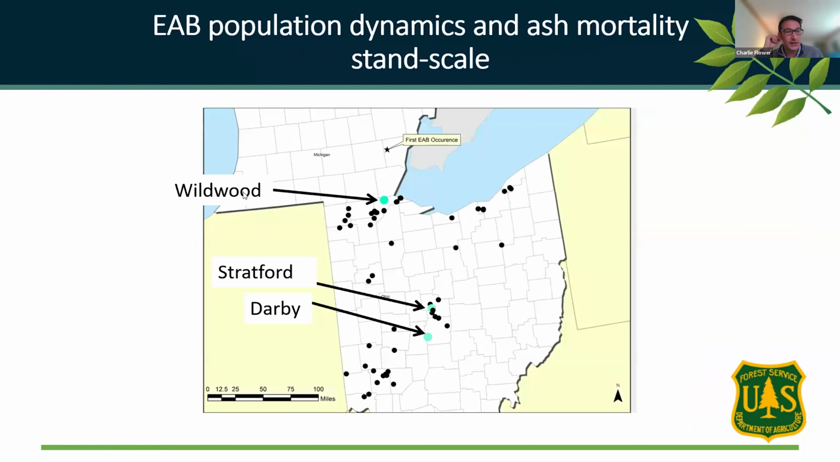So next, I'm going to walk you through some of the emerald ash borer population dynamics, and then I'll do that in lockstep with ash mortality and stand mortality. And so I'm going to focus on 3 different sites here: Wildwood, Stratford, and Darby. The Wildwood site is going to be one we initiated kind of when EAB was already present, and Stratford and Darby are a little bit different. So we'll point those out as we go.